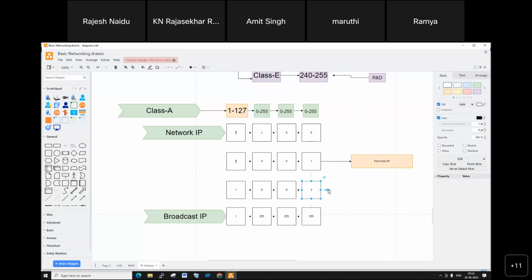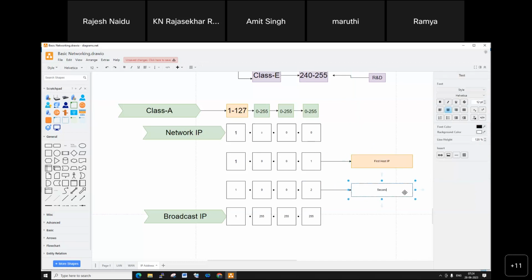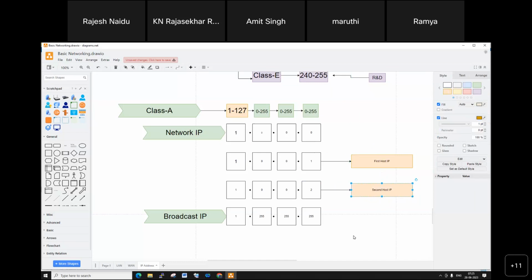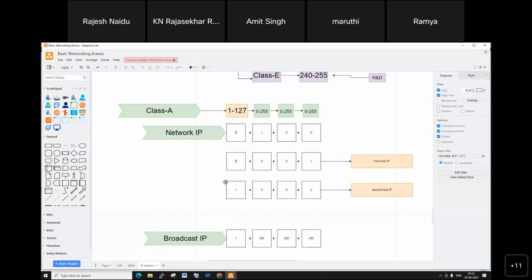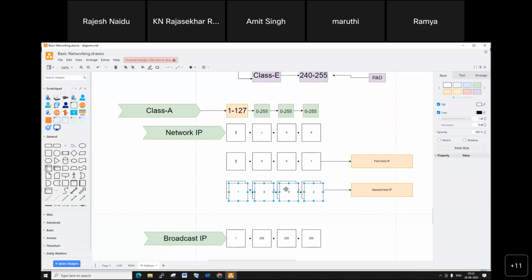So what is this? Second host IP address. Like this, it will go up to 1.255.255.255. So before this IP address, what? Anybody can tell me? Last host IP. That's correct. That's called the last host IP address.